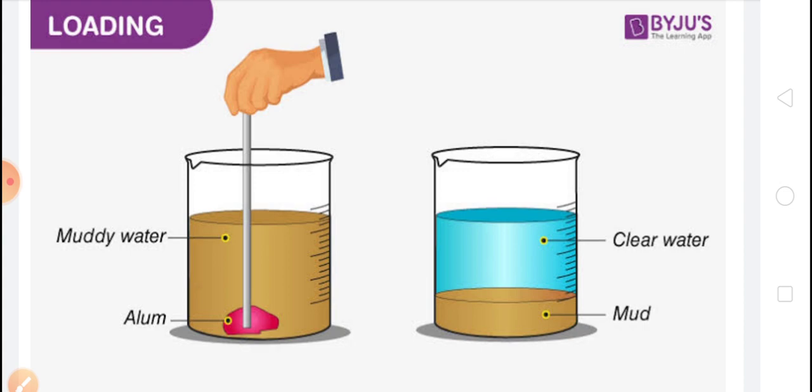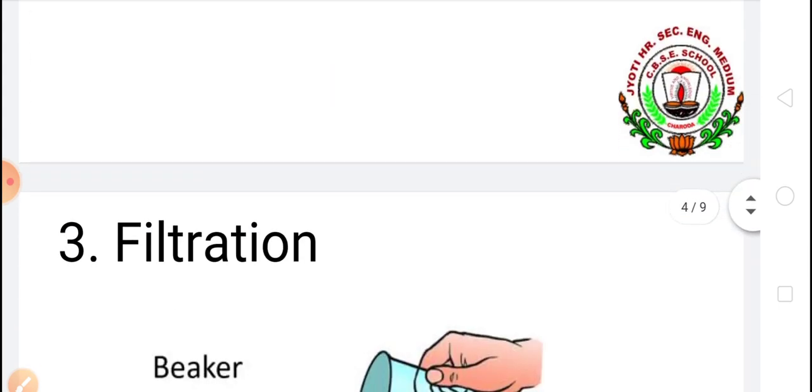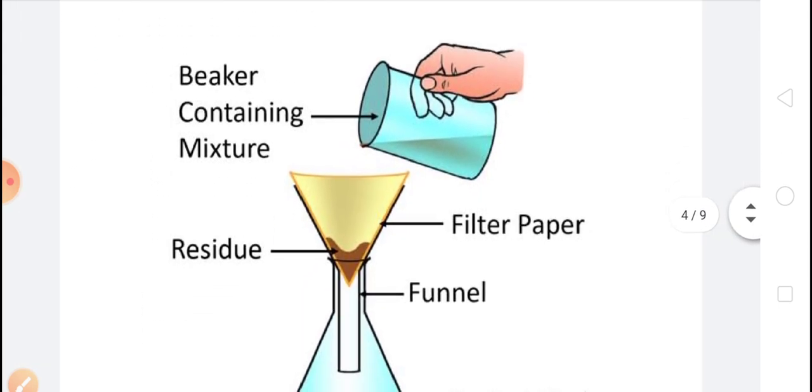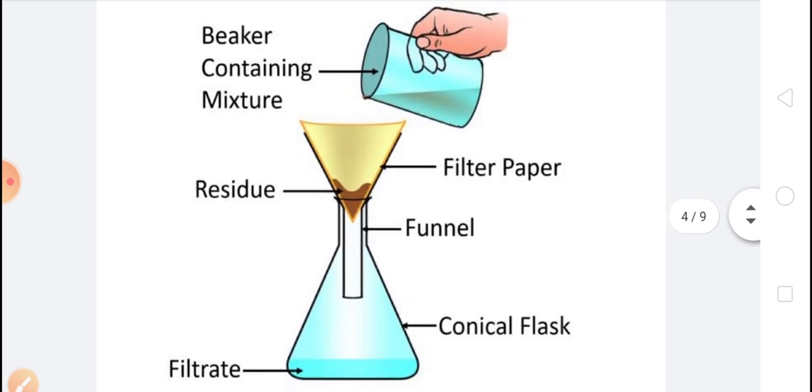Another method to separate the insoluble solid particles from the liquid is filtration. Sometimes the method of sedimentation and decantation is unable to separate undesirable substances from the mixture. So, in order to separate the two components effectively from the liquid as well as from the gases, another method called filtration can be used. In this method, the liquid containing impurities is passed through a filter.